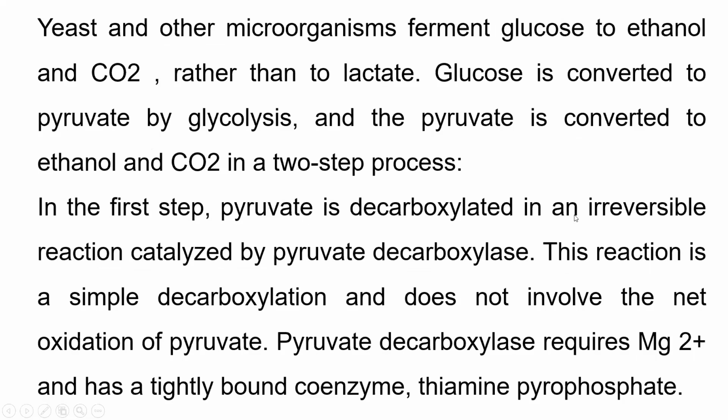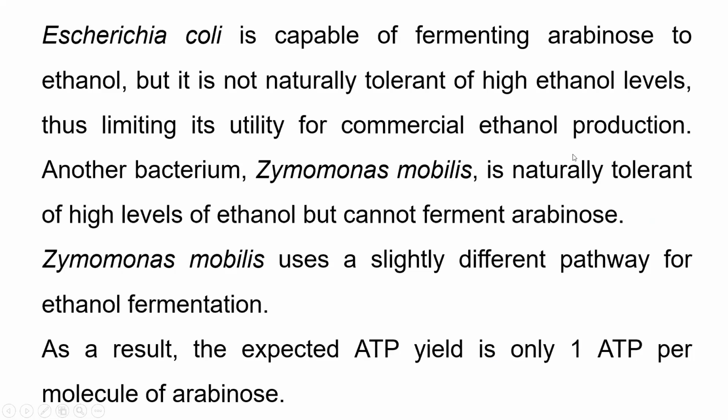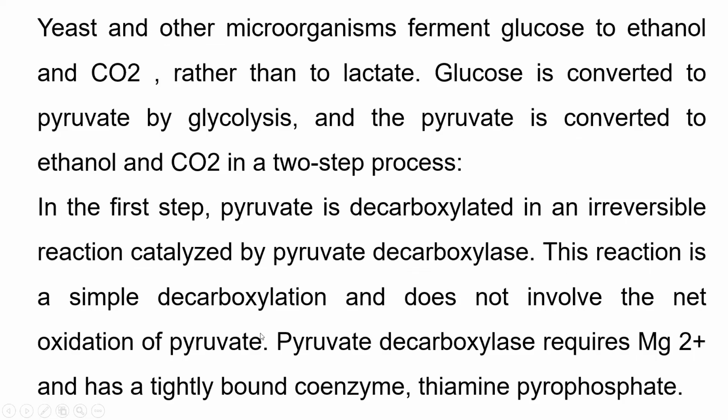It is highly tolerant to ethanol, but it cannot ferment the arabinose sugar. Zymomonas mobilis uses a slightly different pathway for ethanol fermentation. So Zymomonas mobilis is utilizing a different pathway. As a result, the expected ATP yield is only 1 ATP per molecule of arabinose. From glucose you are getting 2 molecules of ATP. But when arabinose sugar is used, you will get only 1 molecule of ATP.